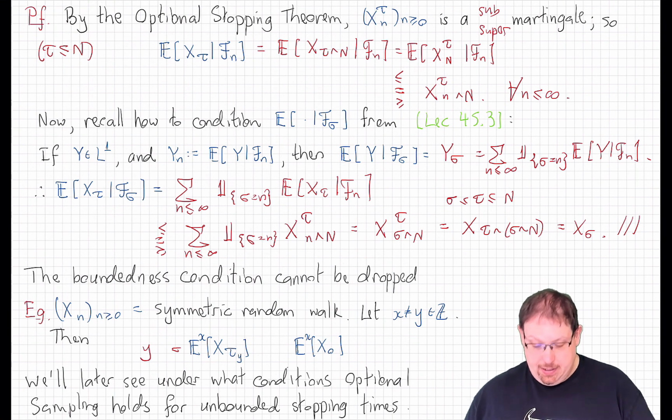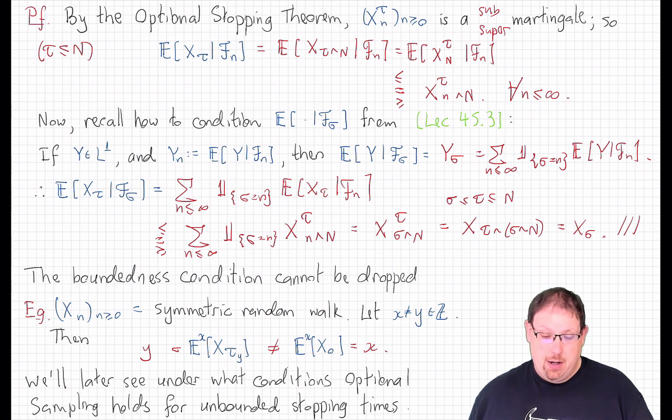On the other hand, starting at x, the expected value of X_0 is x, because X_0 is just constantly equal to x in that probability measure. And if the two states x and y are not equal, those two are not going to be equal, which means that the optional stopping theorem can't hold true here applied to that stopping time. Why not? Because as we showed, that stopping time is not bounded. In fact, it has infinite expectation.